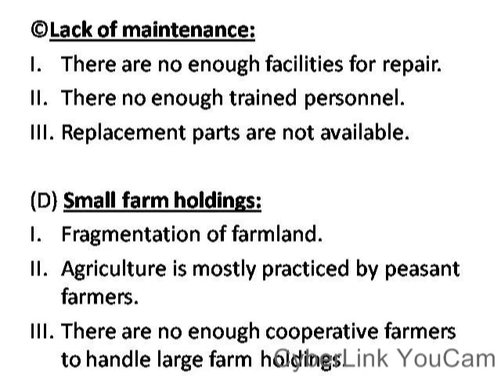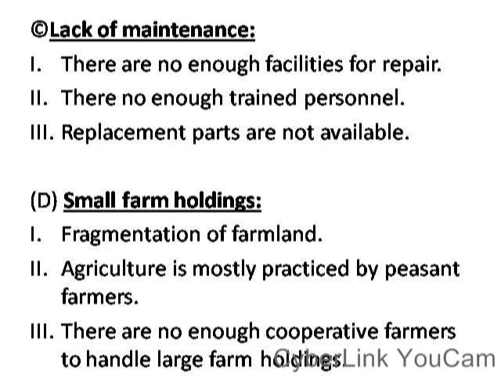D. Small farm holdings. 1. Fragmentation of farmland, that is, farmland owned by farmers is in different small portions in different areas. They are not together. This makes it difficult for farm mechanization to be carried out by the farmer.